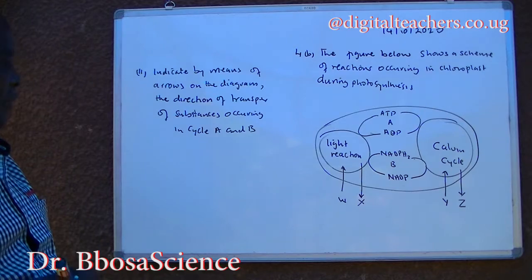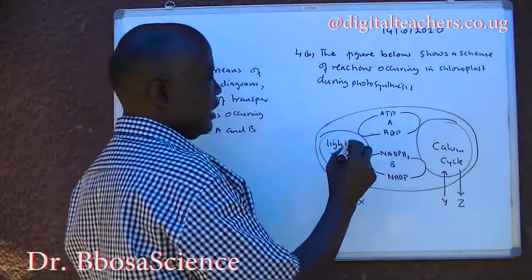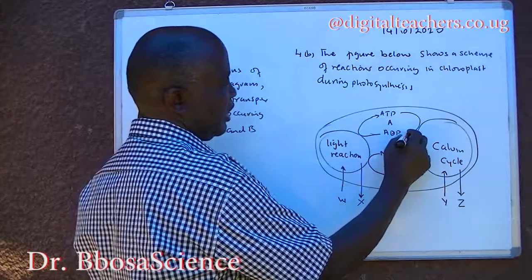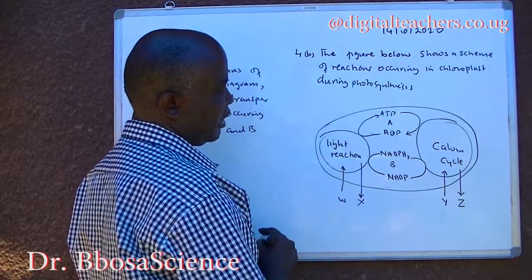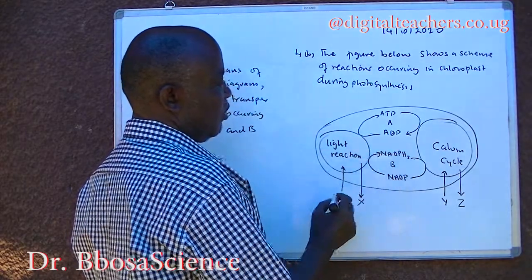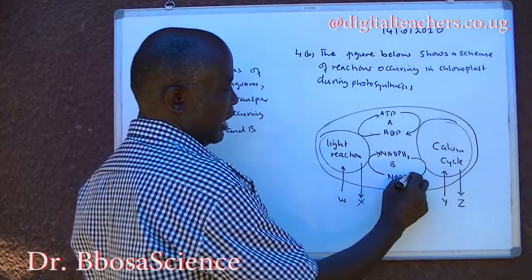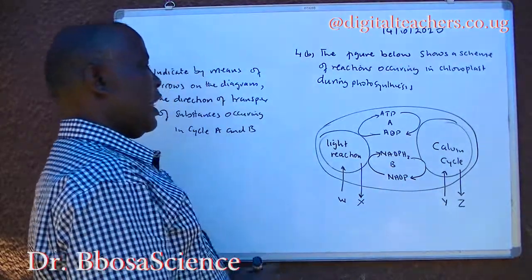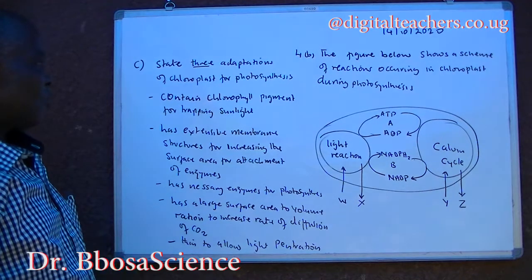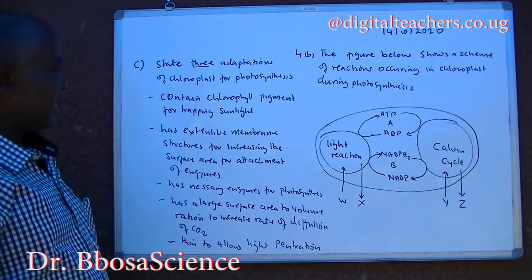A and B. So light stage produces ATP, which is used in Calvin cycle. Also light stage produces NADPH, which is used in Calvin cycle. C. State three adaptations of chloroplast for photosynthesis.